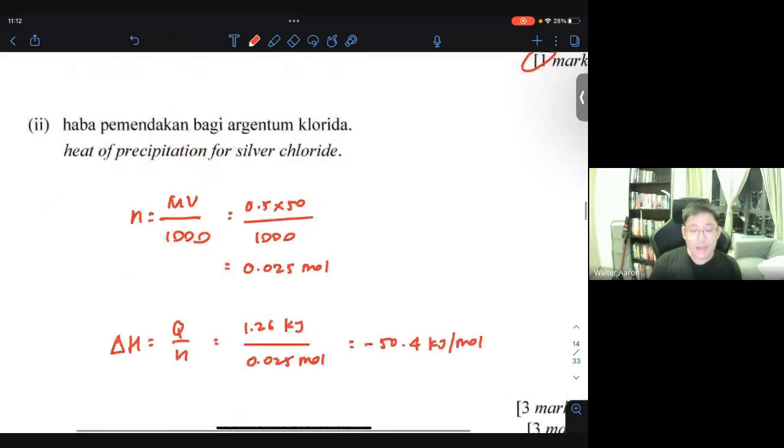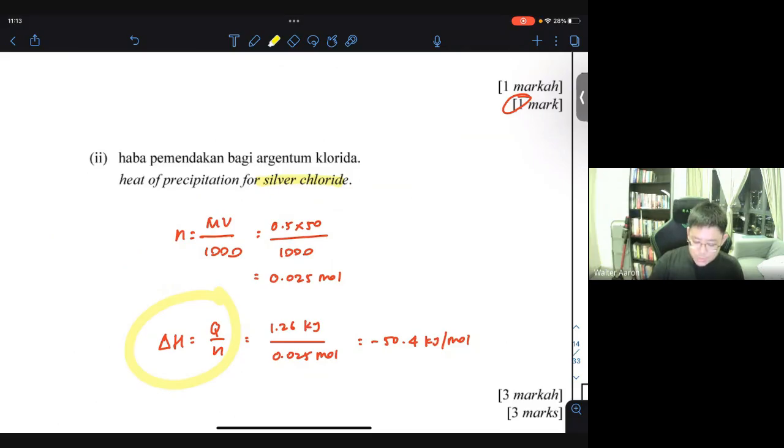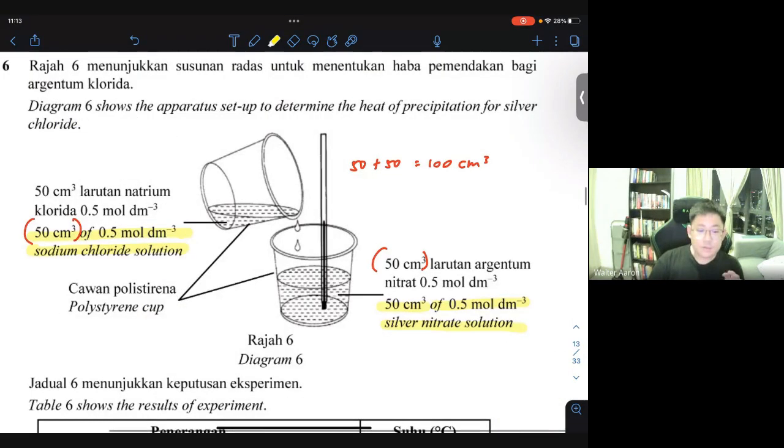And then to calculate delta H, which is the heat of precipitation of silver chloride, very easy. The formula is this. Delta H is equivalent to Q over n. We just calculated Q, so Q is there already. The question now is, what is n? n refers to number of moles. Number of moles of what? Number of moles of silver chloride being formed. So what we can do is use the information that we get from here, right? We can just take any of these values over here. 50, 0.5, 50, 0.5. They're the same, actually.